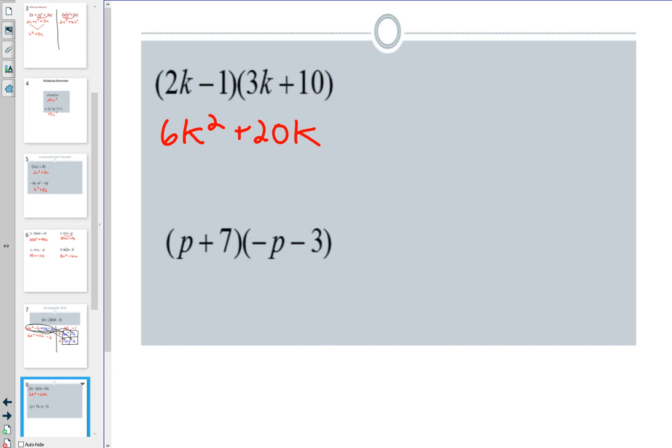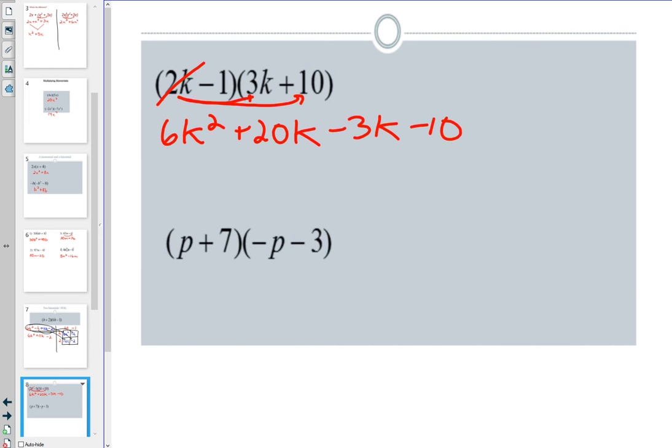Sarah, what's negative 1 times 3K? Negative 3K. And then, just so that you understand what I'm doing, I did 2K times 3K, 2K times 10, no more 2K. NBA 2K. Then negative 1 times 3K is minus 3K. And then finally, Diana, what is negative 1 times 10?